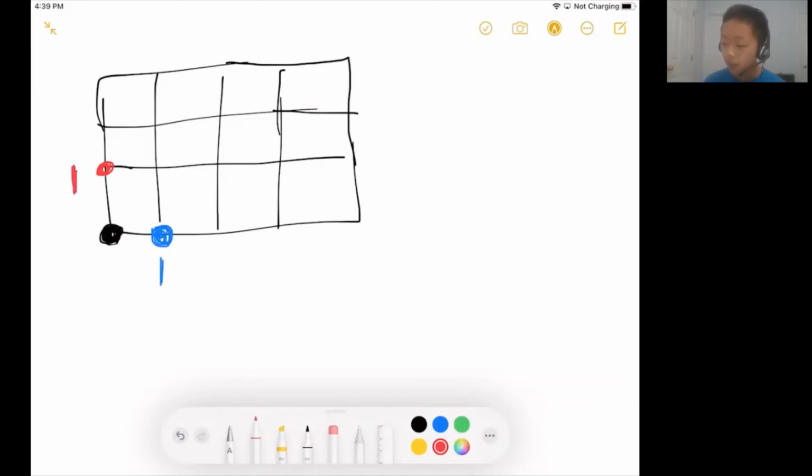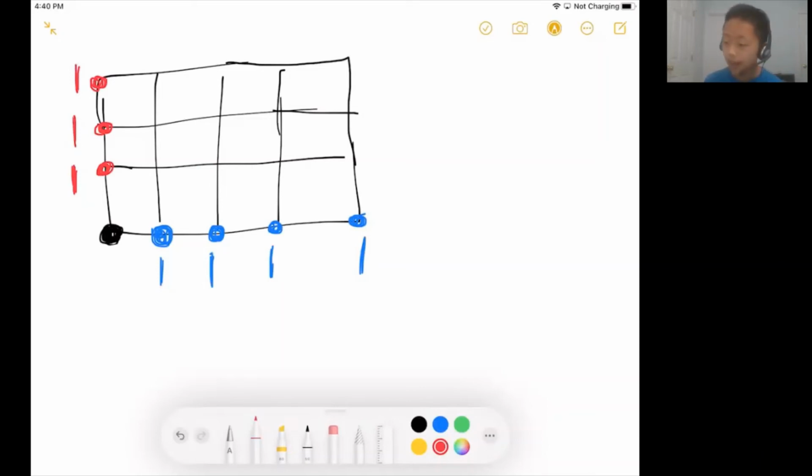And by similar logic, for example, for this point, there's only one way to get there, right? You can only move right 2 units. So we can write 1 here. And similarly, for all of these blue points, there's only one way, right? You have to just keep moving right. That's the only way to get to those points. And similarly, for these red points, there's only one way to get to these points.